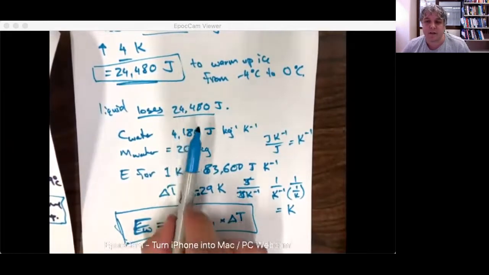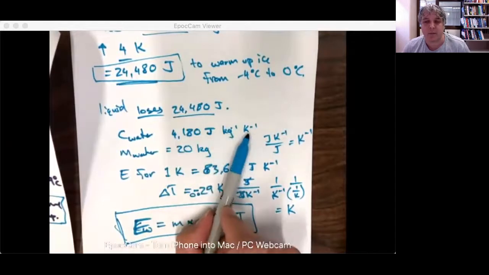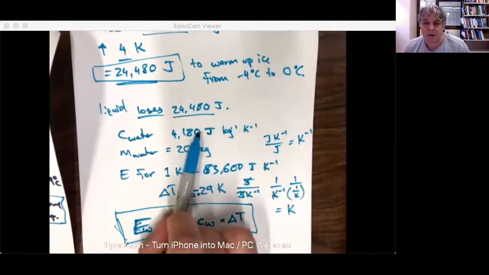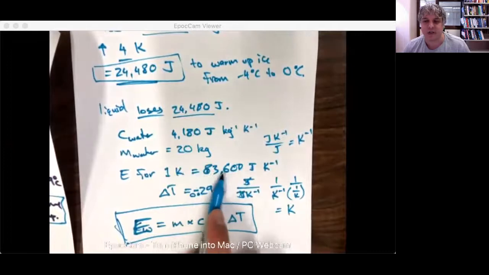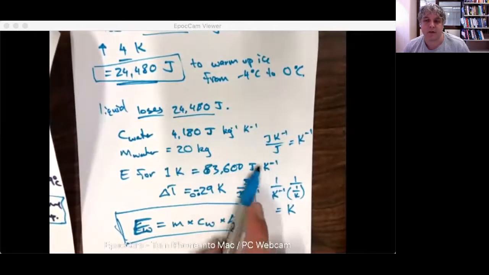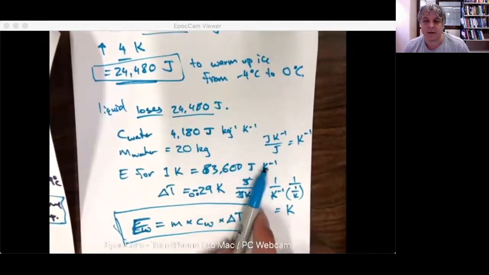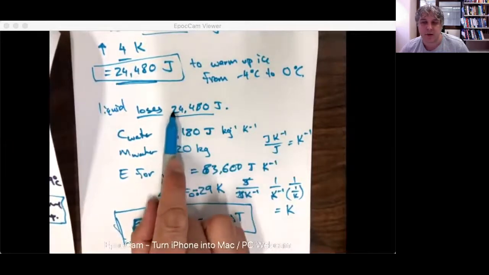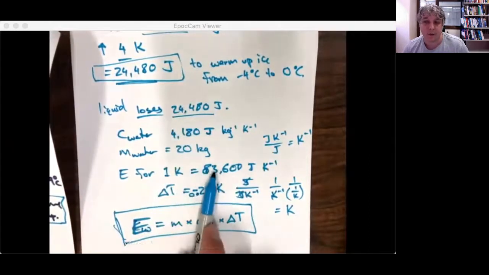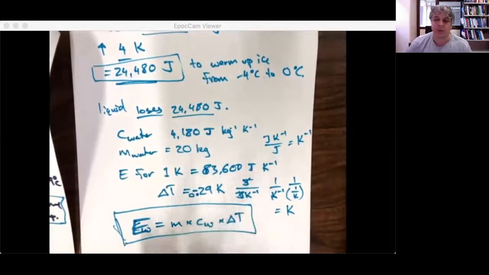It means you need that much energy per kilogram to go up by 1 Kelvin. If we've got 20 kilograms, then 20 times that, we need this much energy per Kelvin. You need that much energy to go up by 1 Kelvin. We only put in that much, or lost that much, so we lose about a third of a Kelvin, which as we saw was 0.3 of a Kelvin. And if you do that kind of thought process, that's another way to check.